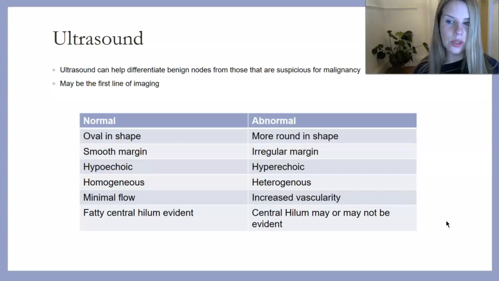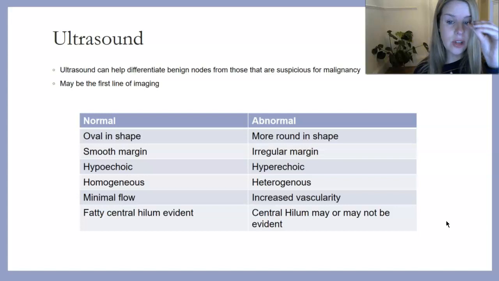So if the lymph node became more round in shape as opposed to oval, that would be somewhat concerning, that there's maybe a malignancy going on. Also, if there's no longer that nice smooth margin and it's more irregular, that would be concerning too. If it's hyperechoic, if it's heterogeneous in terms of signal, if there's increased vascularity, because we know that malignancies can have increased blood flow.